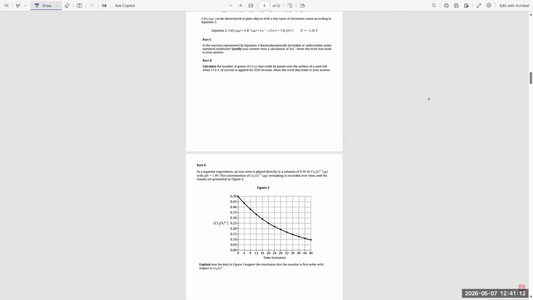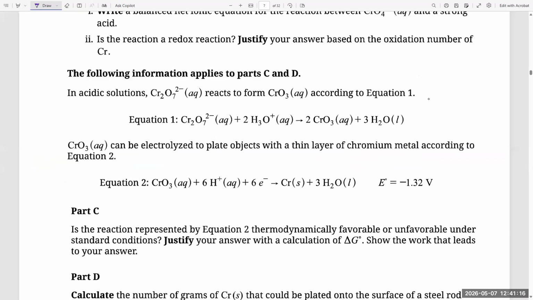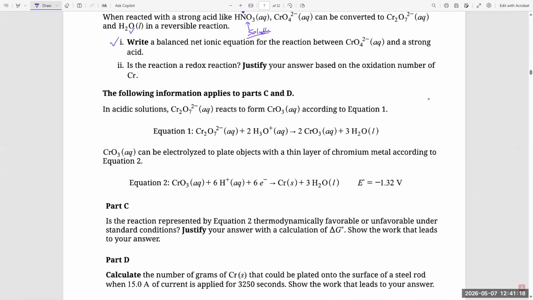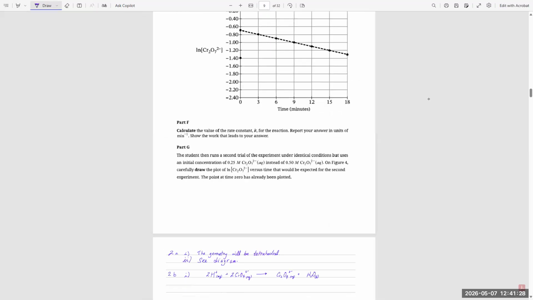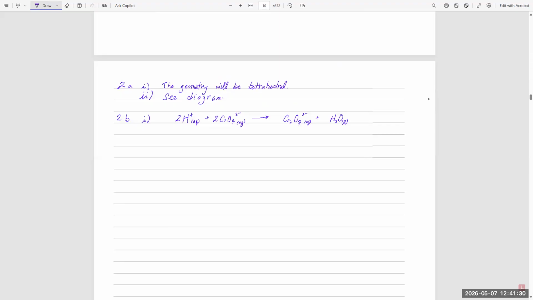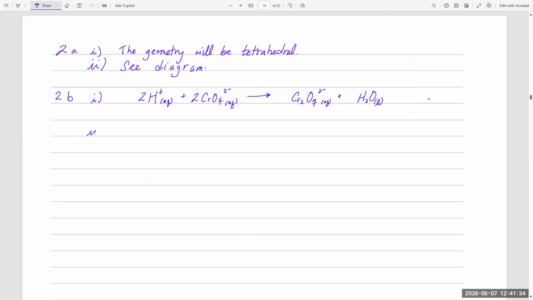All right, so let's go back here. That's done. Is the reaction a redox reaction? Oh boy, didn't we just say that? Oxidation number of chromium. They just gave so much hint. They might as well just tell you that it's a yes or no. All right, so let's look at part two. They want to know if it's a redox. In order to assess the redox, I'm going to leave a blank up here.